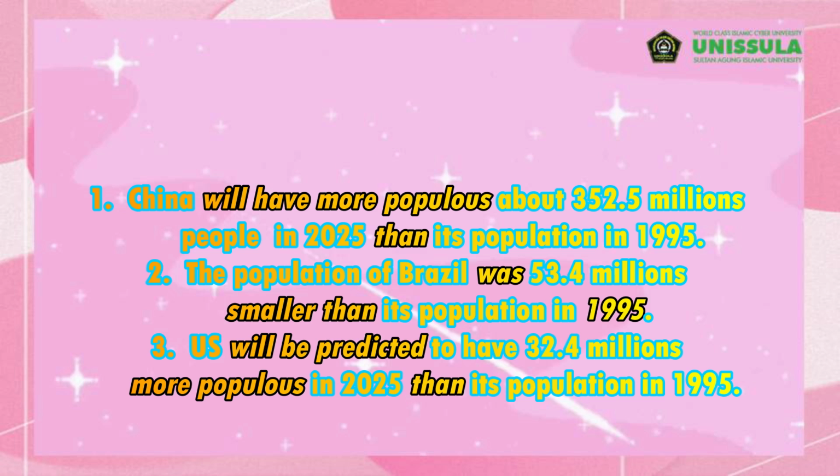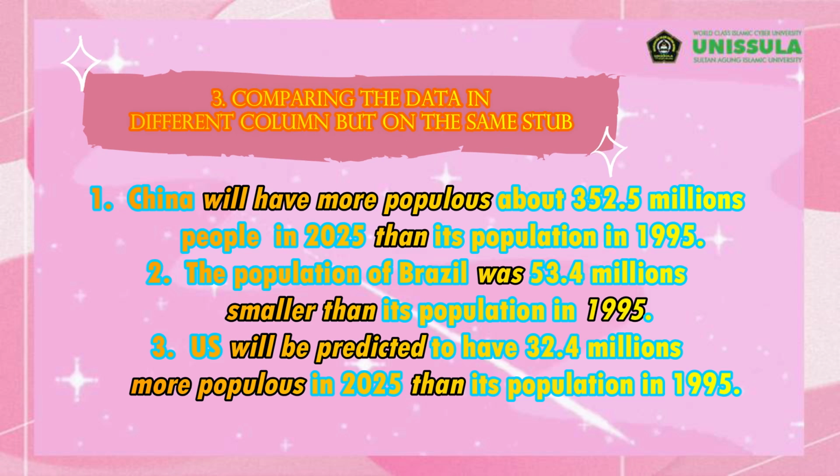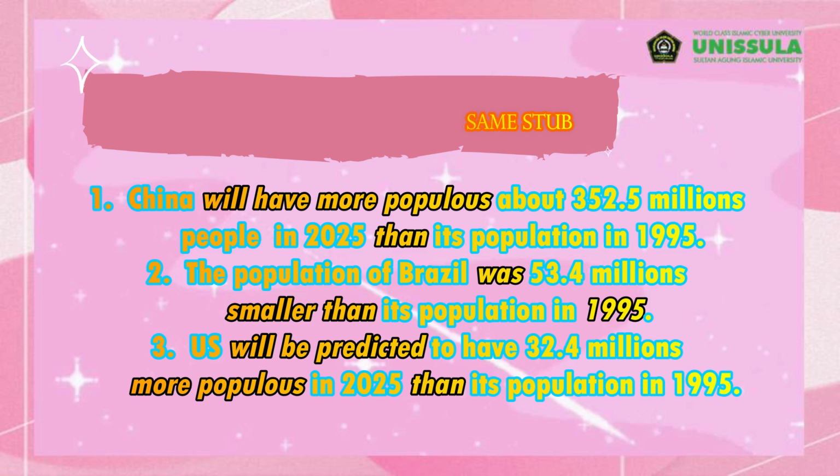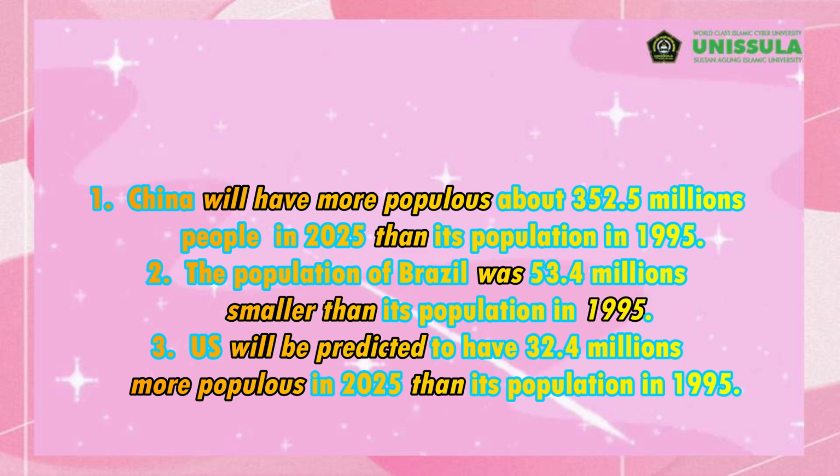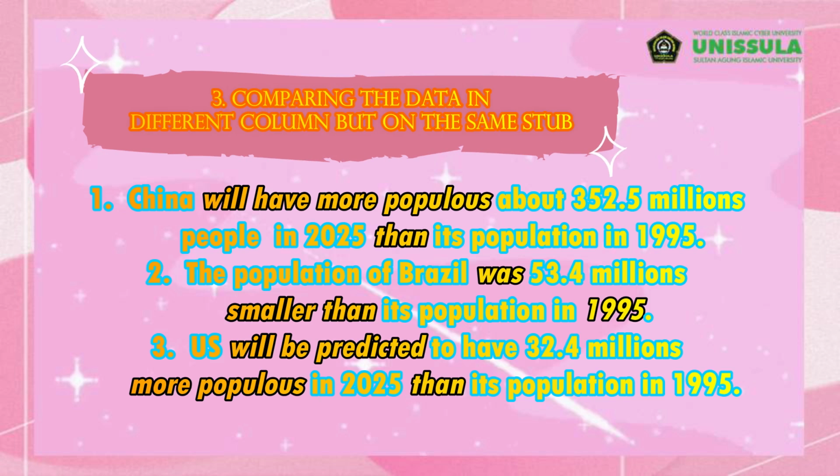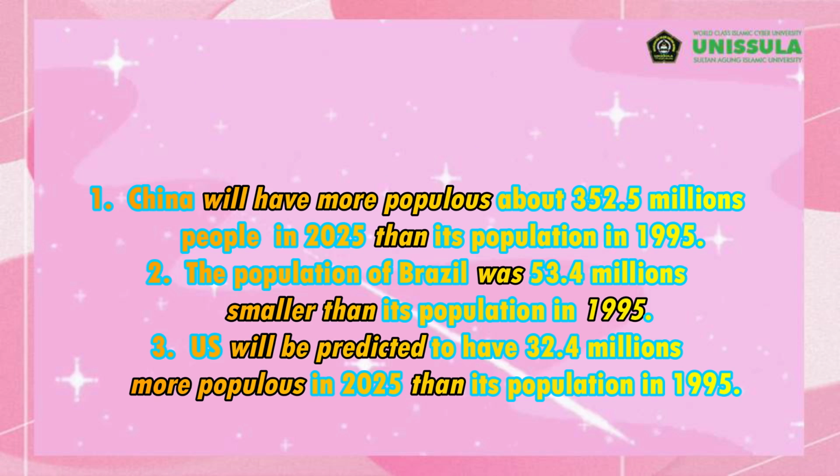The second example, the population of Brazil was 53.4 million smaller than its population in 1995. Okay, this one is about comparing the data from different columns.